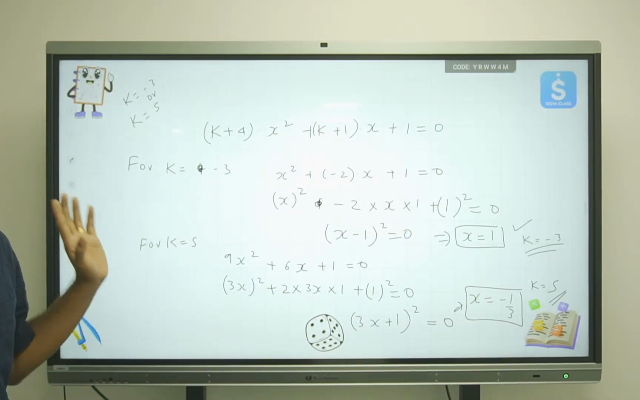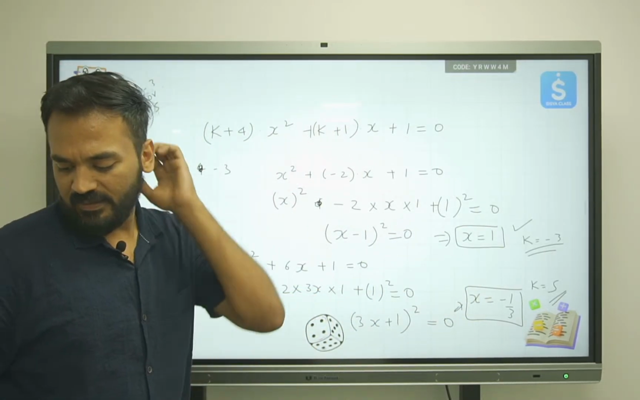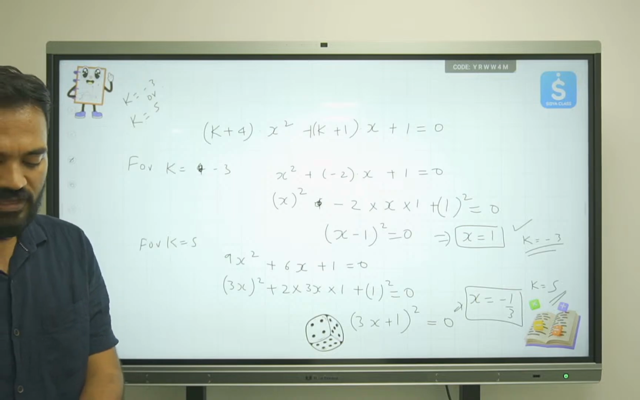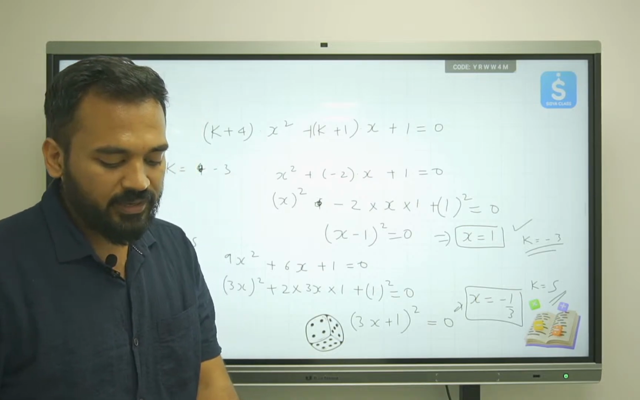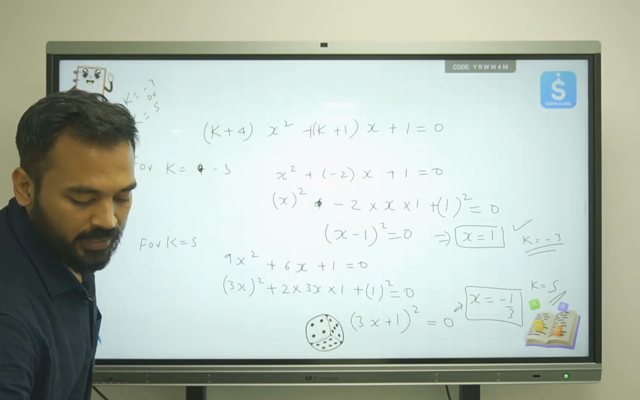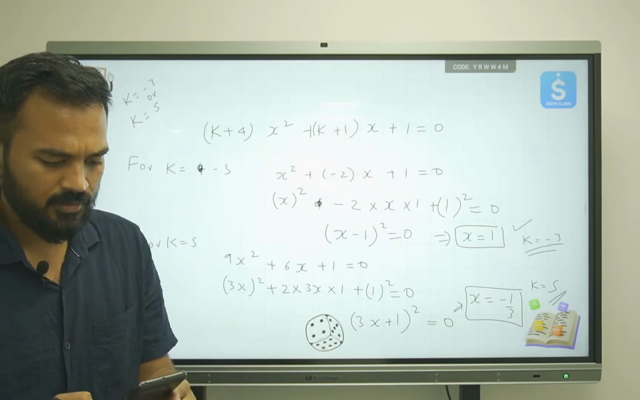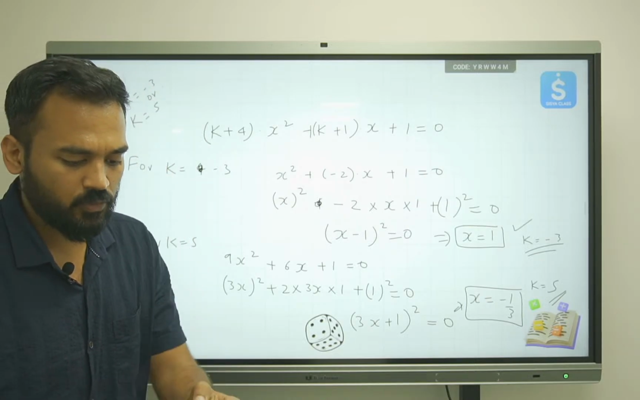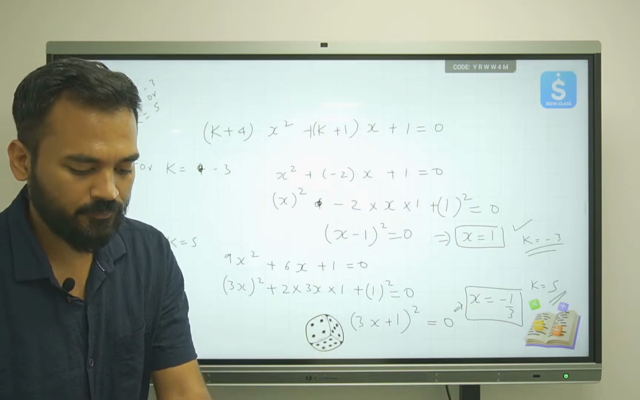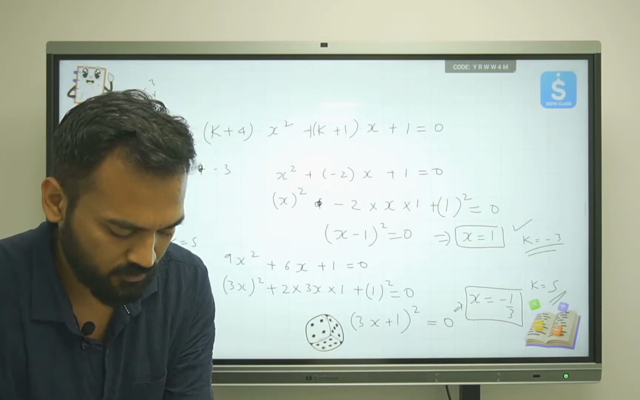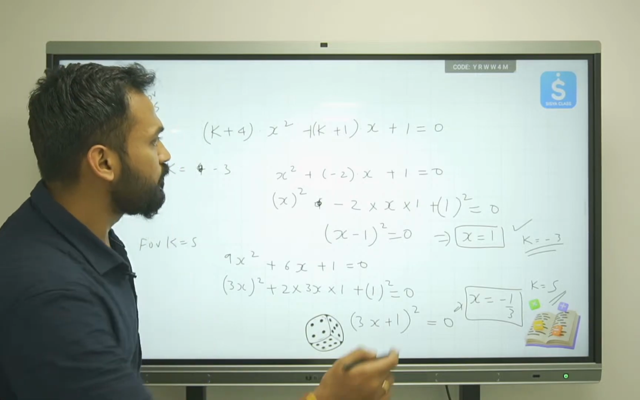So I hope this question is clear to everyone. Please, you can respond in the chat box as well. I can see a lot of you are responding in the chat box. So I hope this is clear. Everyone with me? Clear, beta? I can see a lot of yeses in the chat box. So let's move ahead, everyone, now. Let's move ahead to the next question.